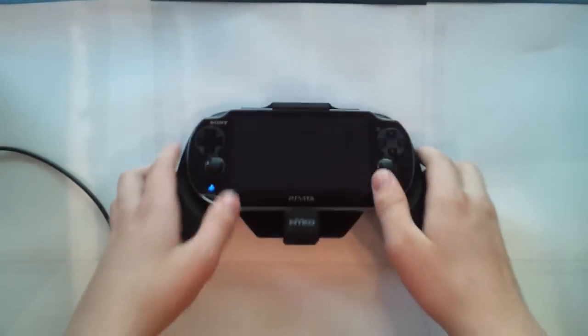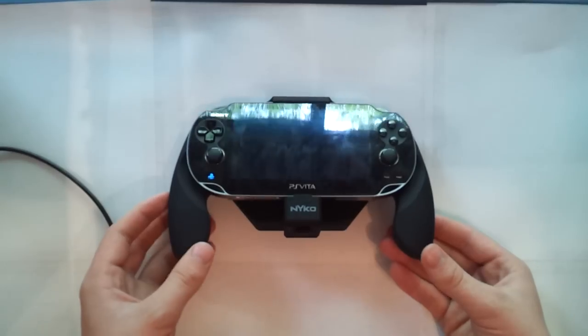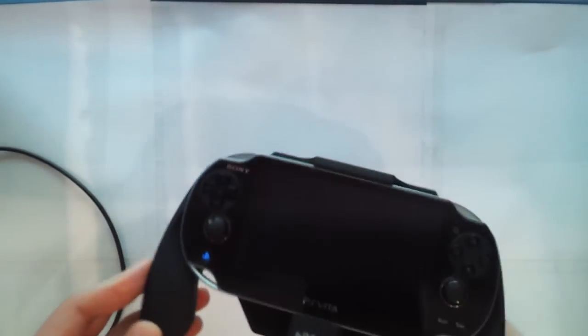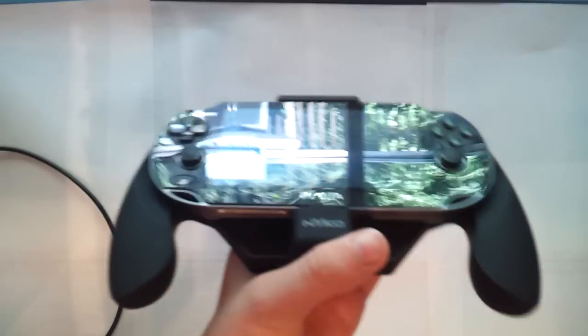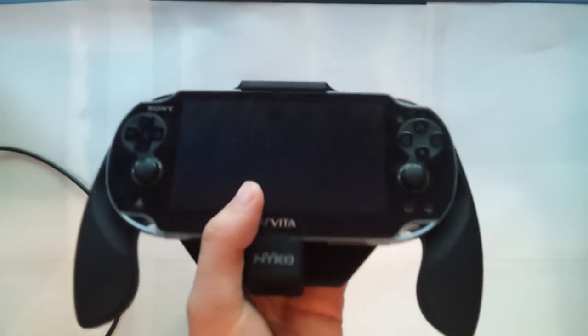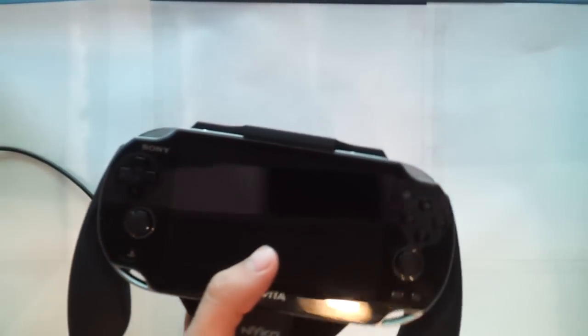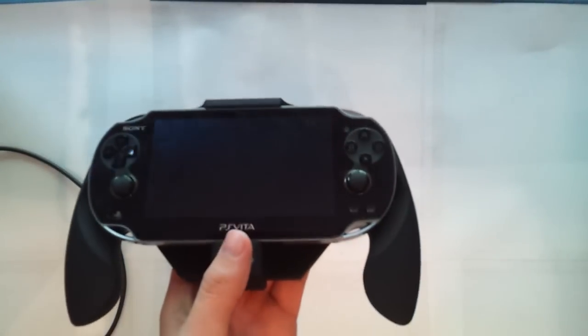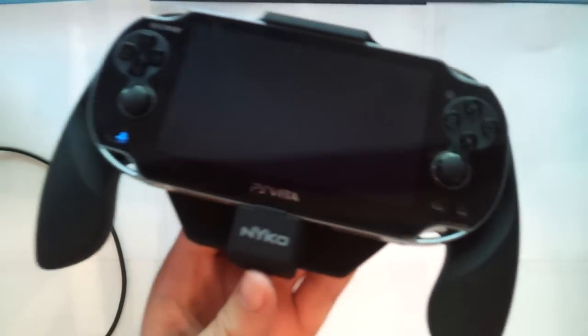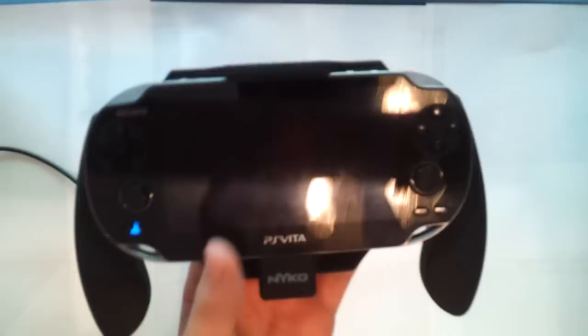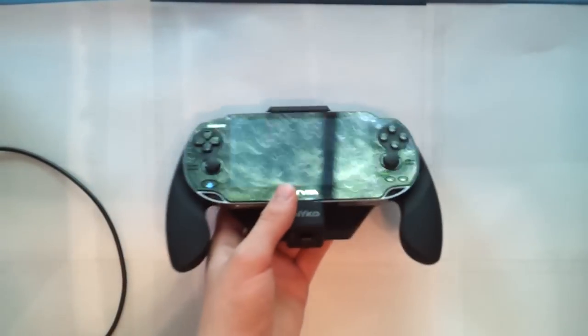But anyway, if you have a Vita, you should get this. If you don't think it's comfortable to play the Vita for a long time, you should get this. Or if you just want extended battery life, this would be a good thing to get because it's only $30.